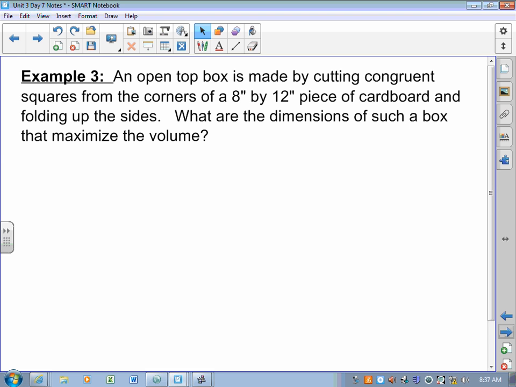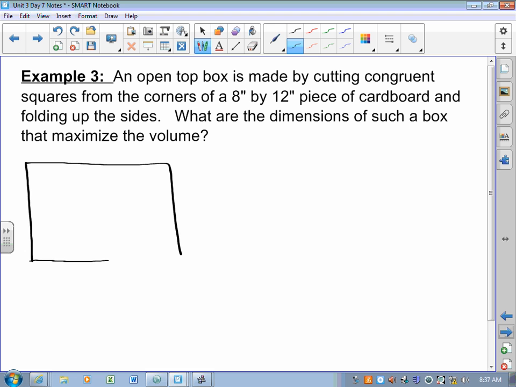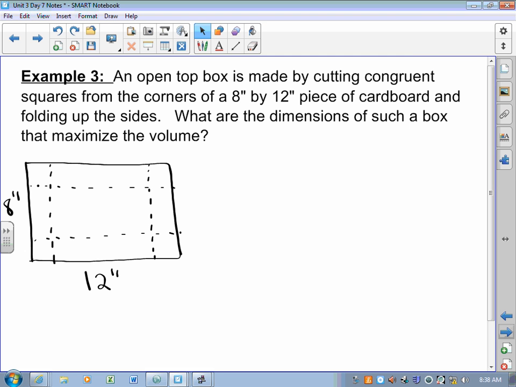An open top box is made by cutting congruent squares from the corners of an 8 by 12 piece of cardboard and folding up the sides. That's this scenario. I've got an 8 by 12 piece of cardboard, and I'm going to cut congruent squares out of all the corners and fold up the sides. What are the dimensions of such a box that maximize the volume? Maximize the volume.